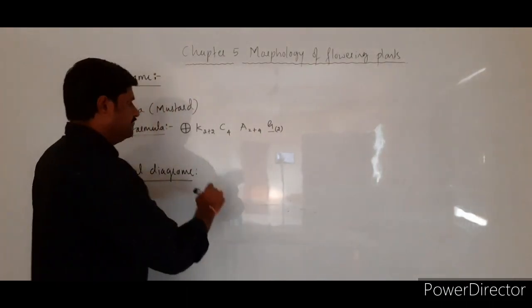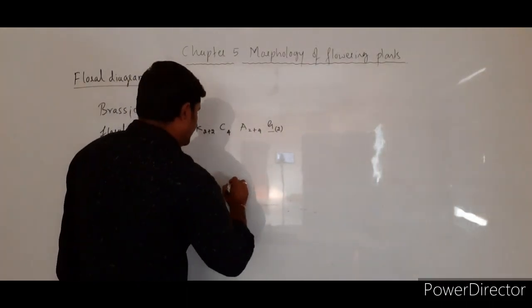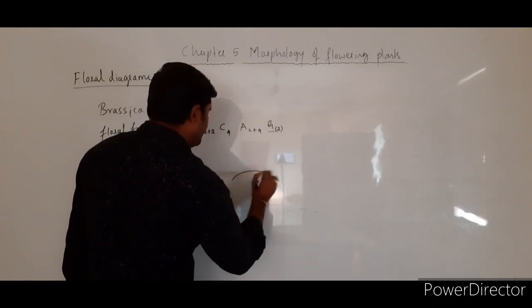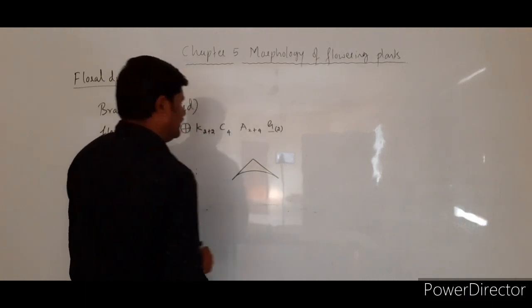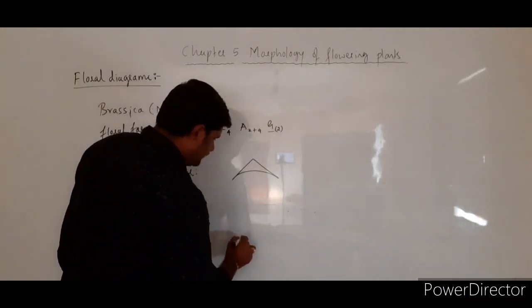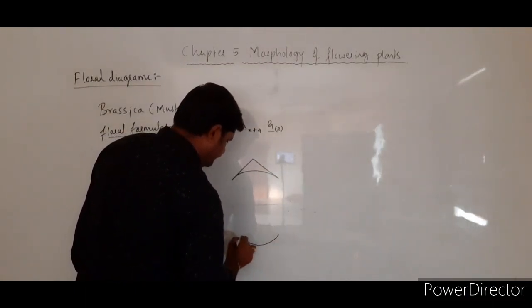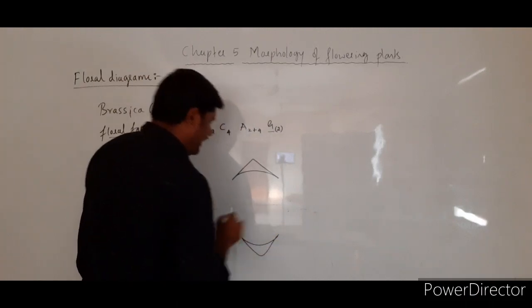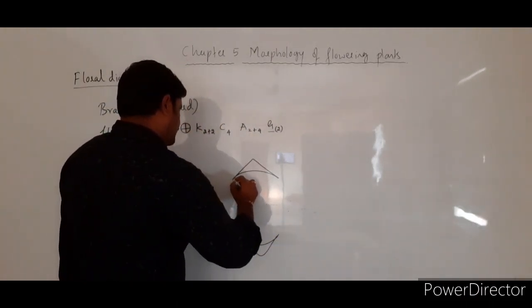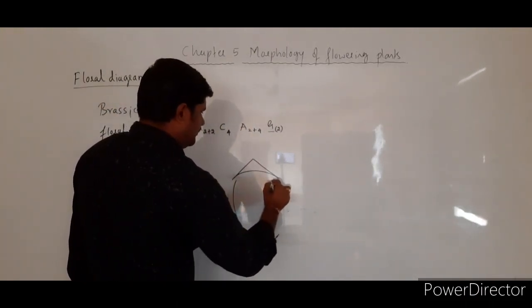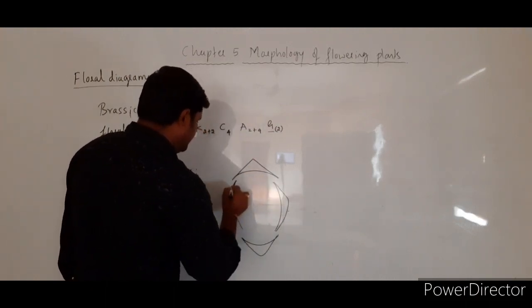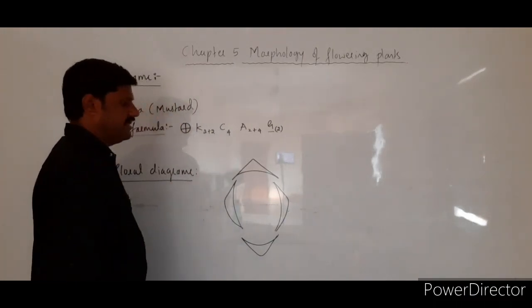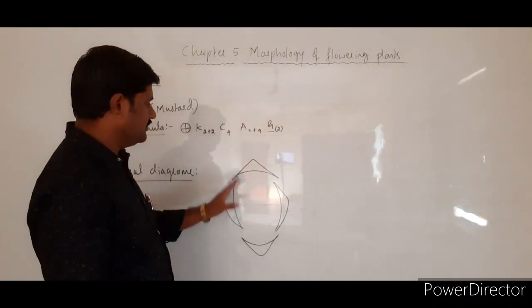See here, how many sepals are there in total? There are 4 sepals. This is 1 sepal, in the same way this is another, this is the 3rd one, this is the 4th one. So like this, 4 sepals are there.